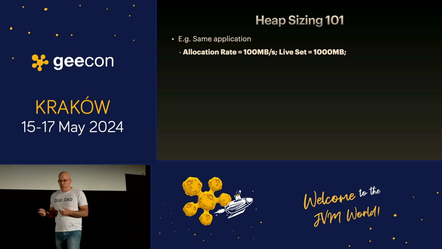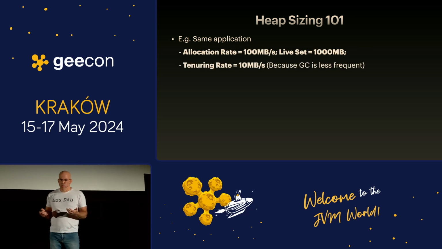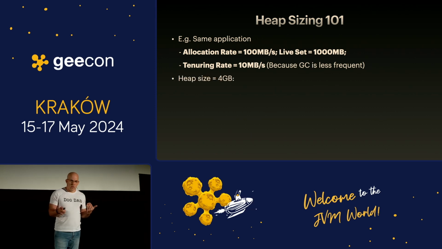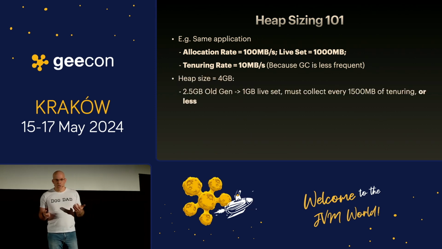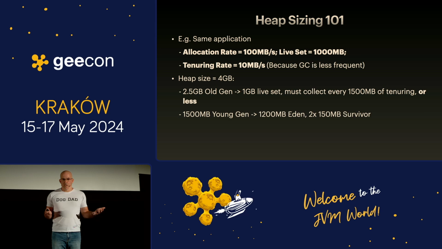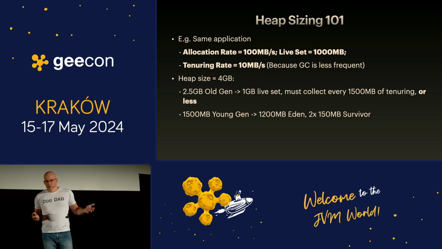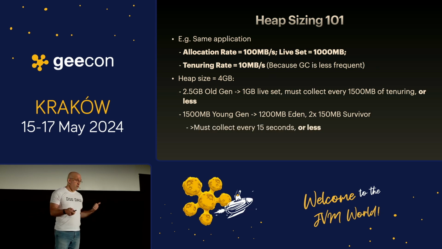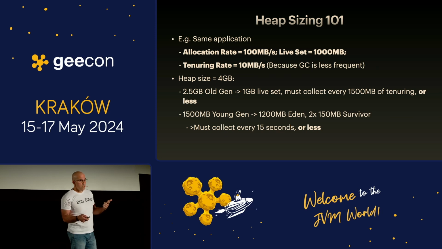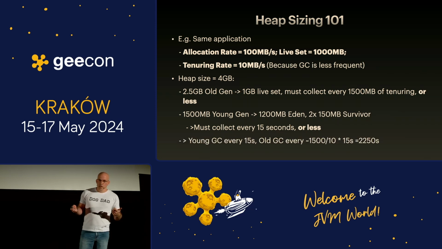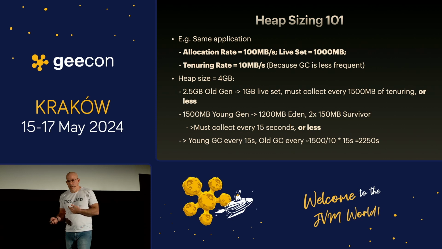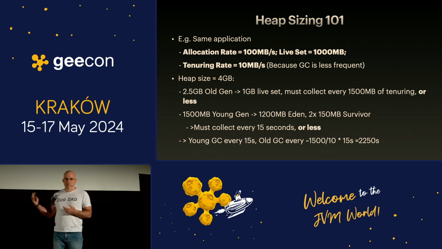The same application with more heap will, if it has less tenuring because we increase the heap size, have fewer young GCs because we have a larger young gen size, and it'll have fewer old GCs because, A, we have a bigger old gen, but also we're tenuring less. And so that's going to end up with a young GC every 15 seconds and an old GC every 3/4 of an hour or something like that.